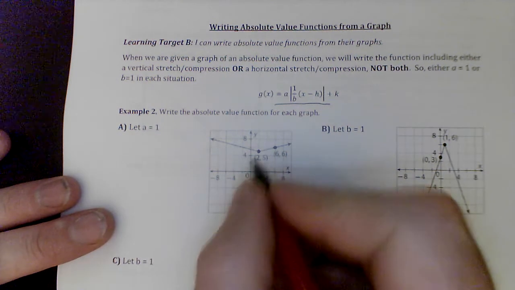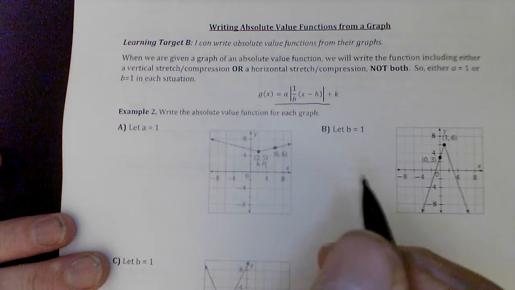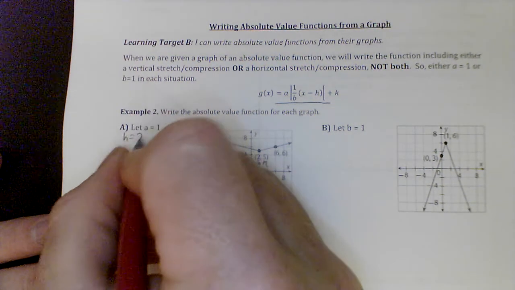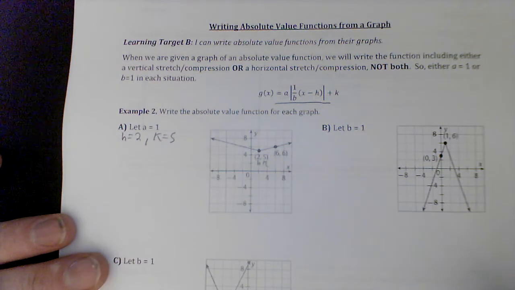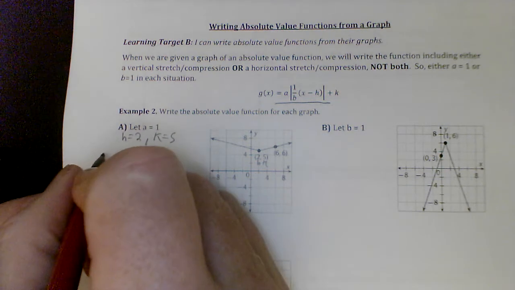So here we go. This right here is HK, literally. So I go H equals 2 and K equals 5. Please notice that since we've really been given A, we only have one variable unknown. So I write my formula.